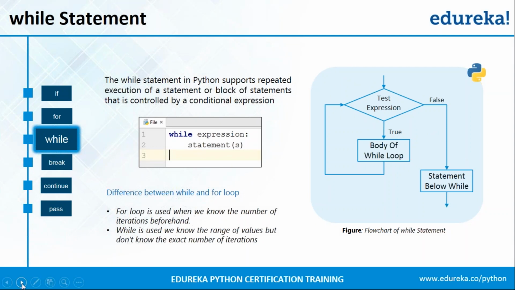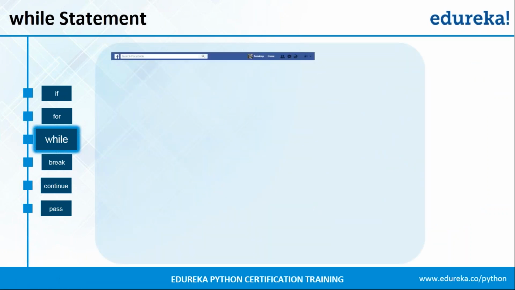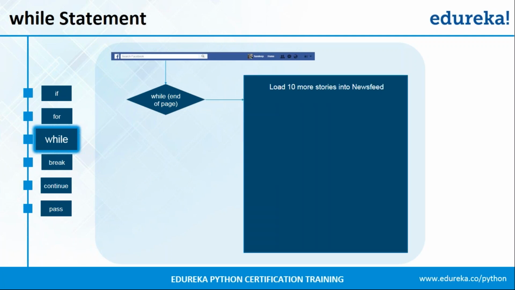Now let me give you an example, Monica. Again with the same Facebook example that we're going on, now Sandeep wants to view all the stories till the end of the page. In this condition, we do not know when the end of the page will come, and we do not know how many stories we are going to view. Before that, in the for loop, we knew how many friends we had to list out because we could see the number of friends in the list already, that he had 962 friends. But now we do not know how many stories there are at the end of the page. So now I know the range but I don't know the number of iterations.